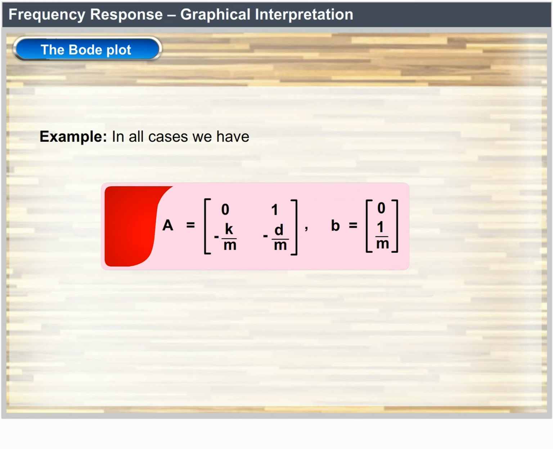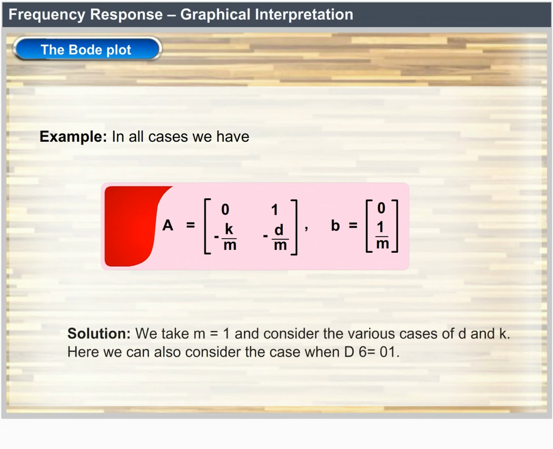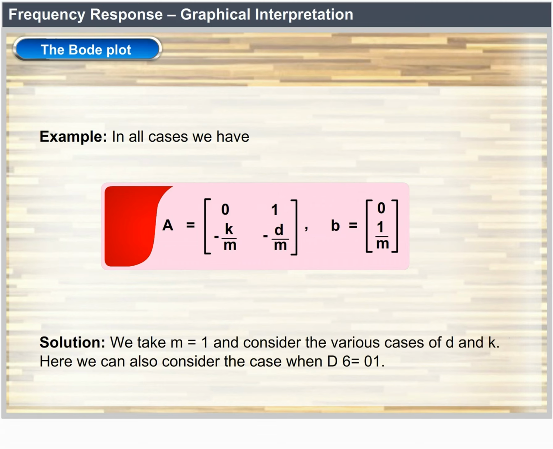It is of the order 2 cross 2. Then B equal to first row 0 and second row 1 by m. It is of the order 2 cross 1. Solution. We take m equal to 1 and consider the various cases of d and k.